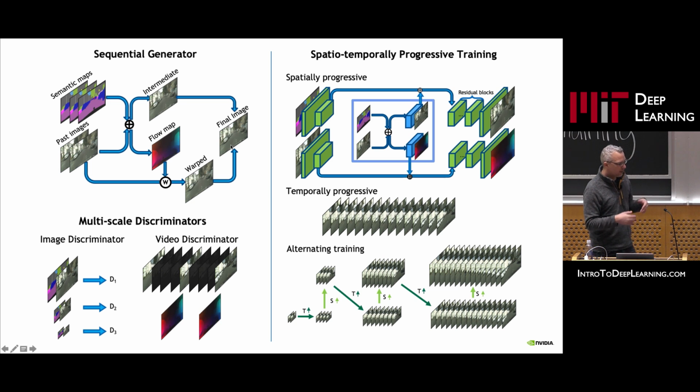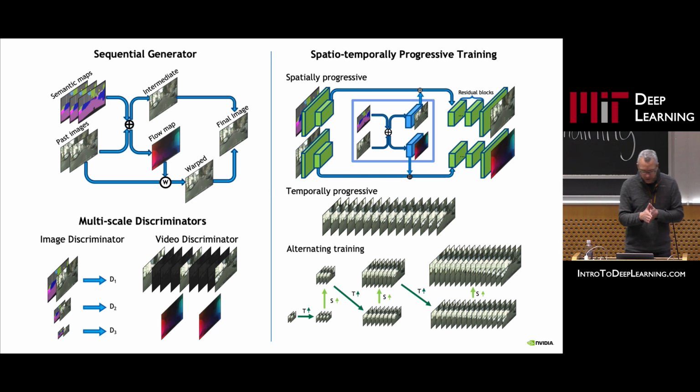Then the trick of using multiple scales. For the discriminator, we use the same thing again. We do it not just spatially, but also temporally. So when we discriminate things, we look at different spatial resolutions, but also different temporal timeframes. So we look at larger distances as well as smaller distances.